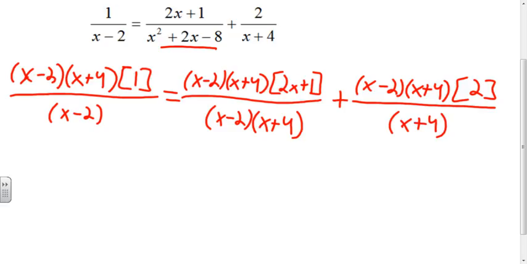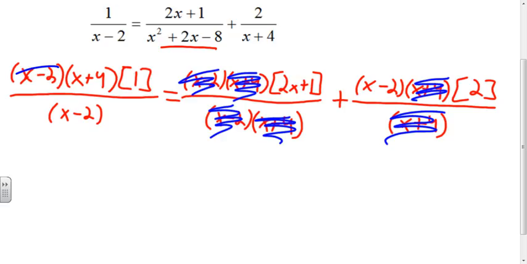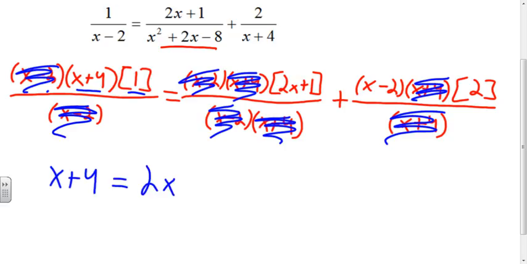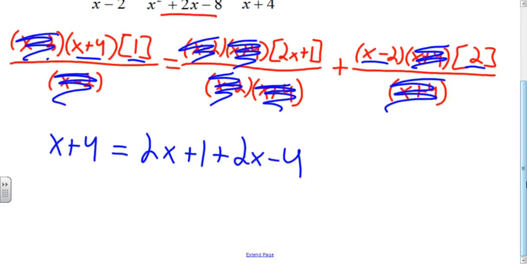Looking a little bit dirtier at this point, but we can clean it up, get rid of the x plus 4, get rid of the x minus 2 and the x plus 4, and get rid of the x minus 2, which in the end leaves x plus 4 times 1 is just x plus 4 equals, there's nothing left here but that 2x plus 1 plus x minus 2 times 2, 2x minus 4. So this is our equation at this point.